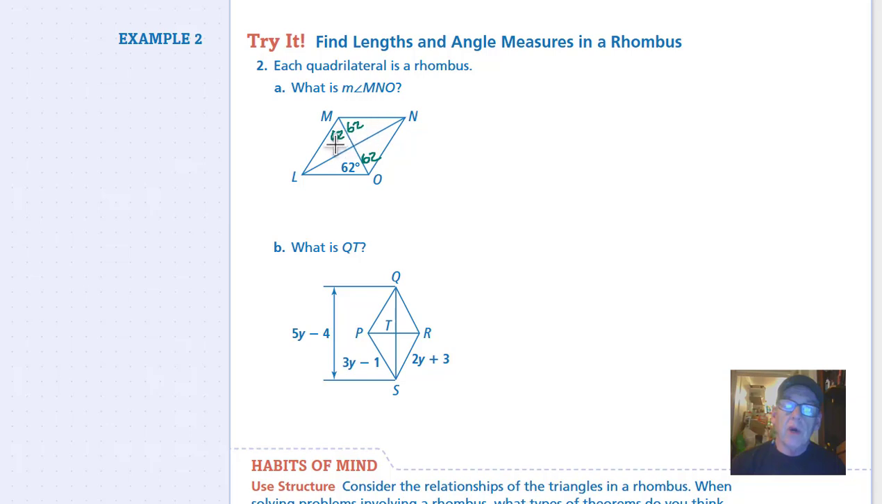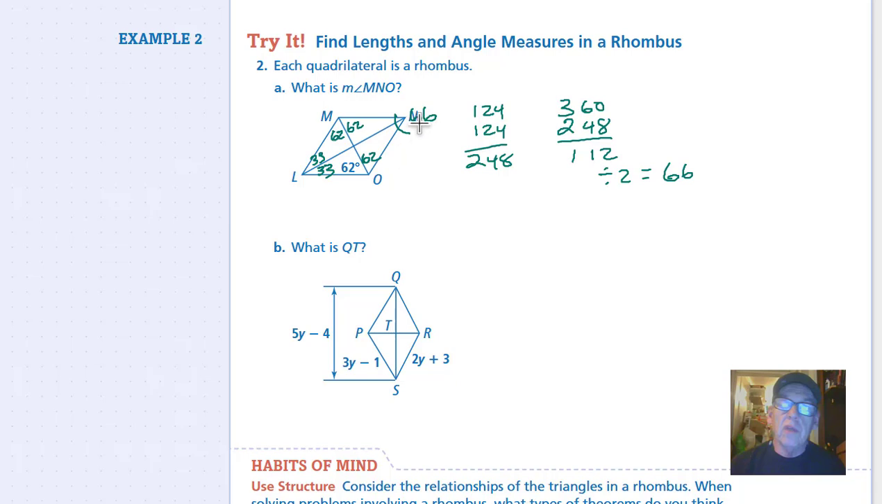So we've got 124 plus another 124 makes 248. Altogether, since this has 4 sides, we need to have 360 total degrees. Those other two angles are going to be congruent, so we're going to subtract, find the difference, and divide by 2. It's going to give us 112, divided by 2, we get 66 degrees. So each one of these angles is 66 degrees. Now this diagonal here bisects the 66 degree angle, so each one of those is going to be 33 degrees. So let's see what they want. They want MNO. M to N to O. MNO is 66 degrees.